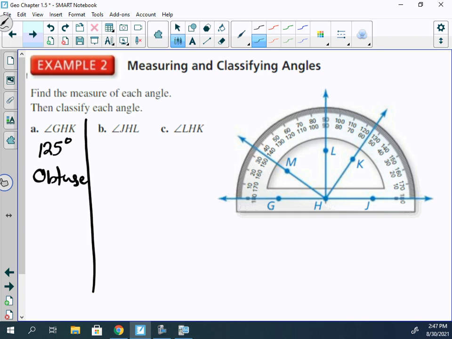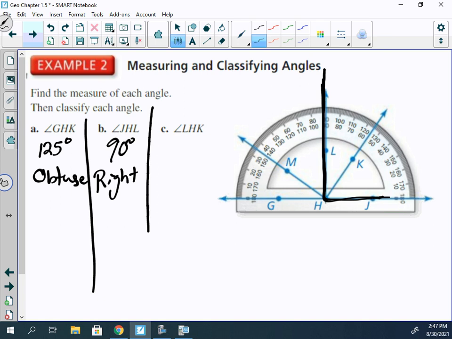Let's look at the next one, JHL. That's a right angle, right? Yep. Because if we look at the protractor, straight up and down is 90 on either one. If we go in either direction, that's straight up and down, that is 90. Any questions on these first two?